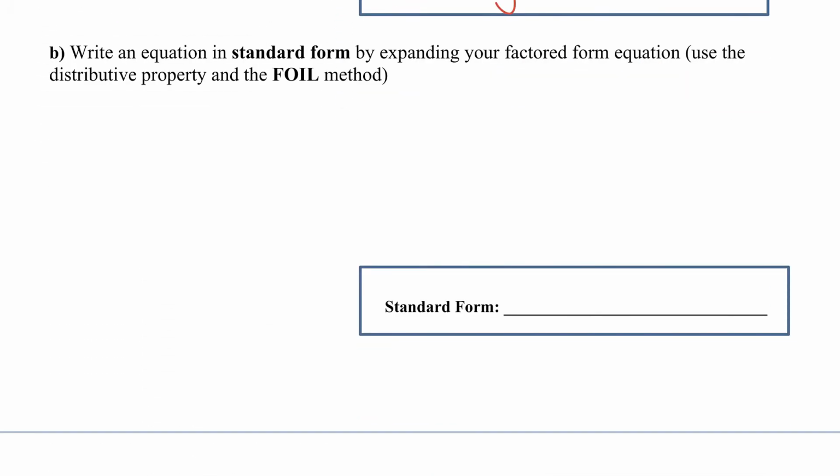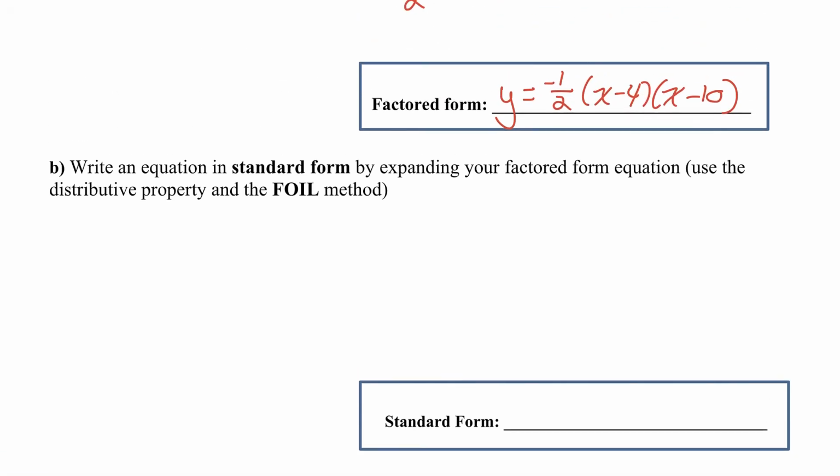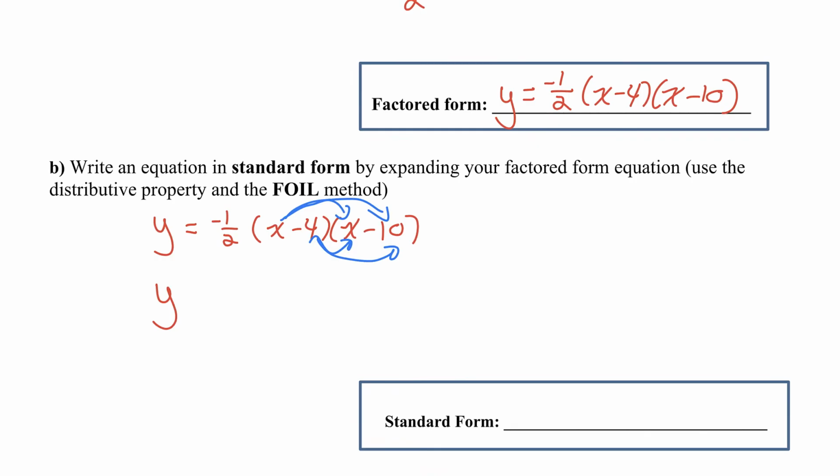Part B says to write an equation in standard form by expanding that factored form equation that we just made, right here. So I'll rewrite it. I'll start by finding the product of those two factors. Using the method of FOIL, I'll have to find 4 products. When I find those 4 products, I'm going to write that whole product inside of brackets so that I remember to distribute the negative a half to each of the terms.